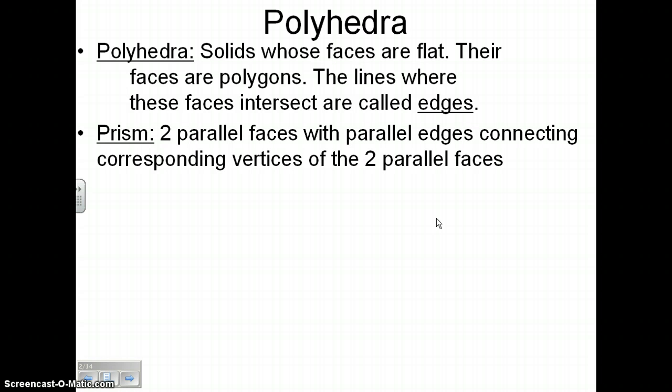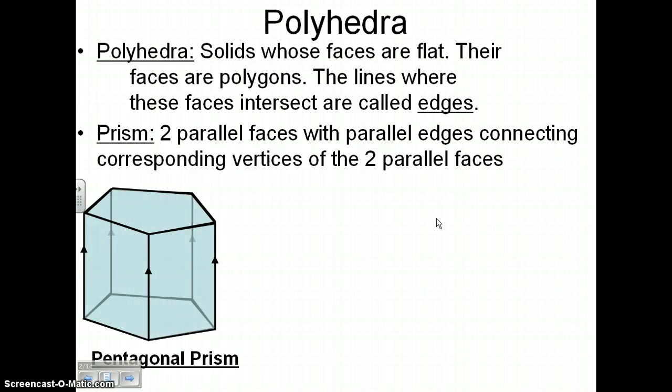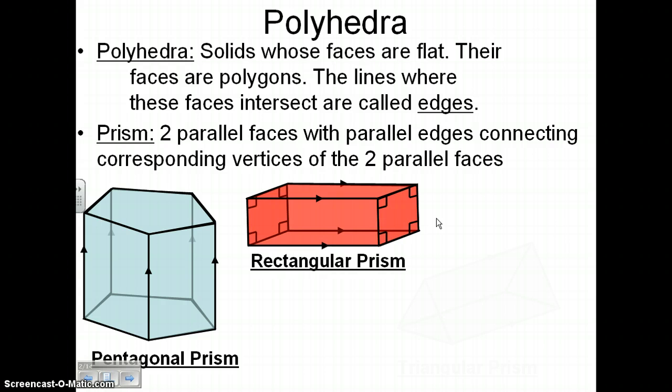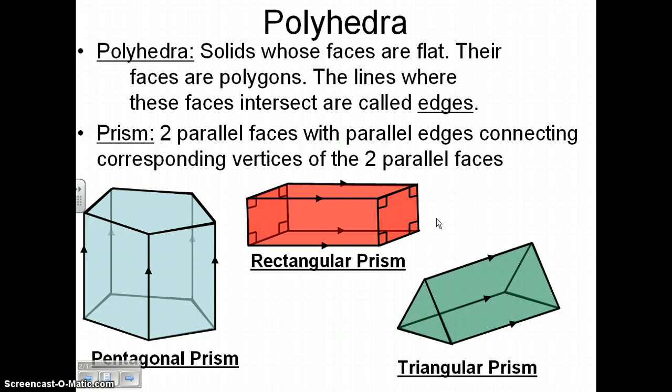A specific type of polyhedra we're going to look at today is a prism. Prisms specifically have two parallel faces with parallel edges connecting corresponding vertices of the two parallel faces. So here's an example of a pentagonal prism, a rectangular prism, and a triangular prism. And notice how the bases are the same.